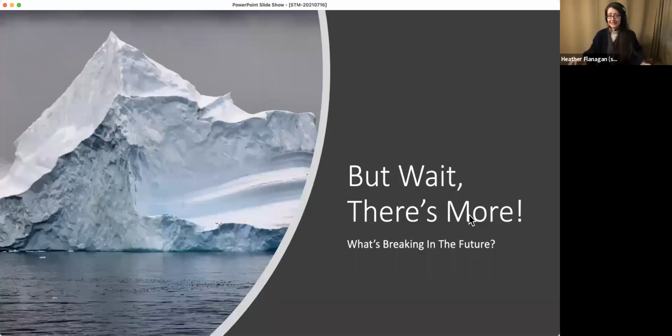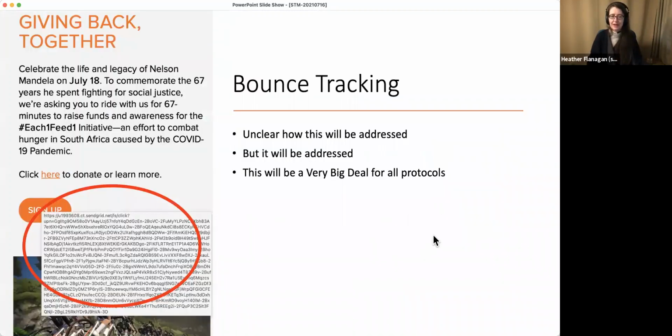Okay, but wait, there's more, but not in the 2 to 3 year time frame. This is what they're looking at that's a little bit more advanced. Now we're talking 5 to 10 years. Bounce tracking. It's really hard to get an example of bounce tracking that I could actually capture in a picture, but I'll give you something of what it kind of looks like.